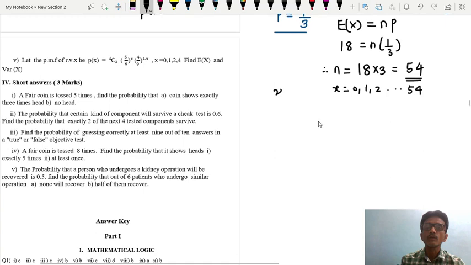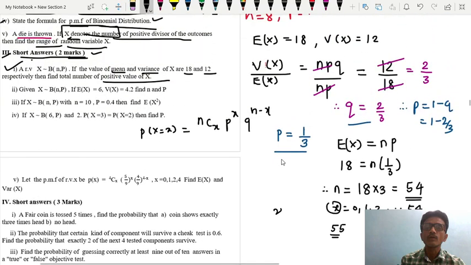So total number of values of x will be from 0 to 54. Therefore the total number of values of x will be 55. The answer of this question, the total number of values of x, is 55. Now we will attempt the next question.